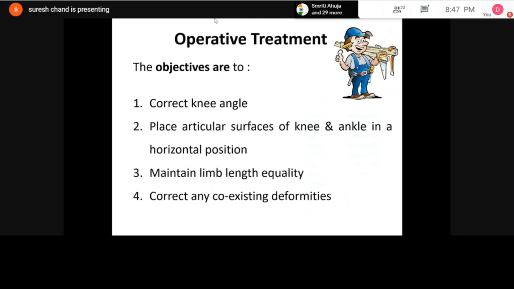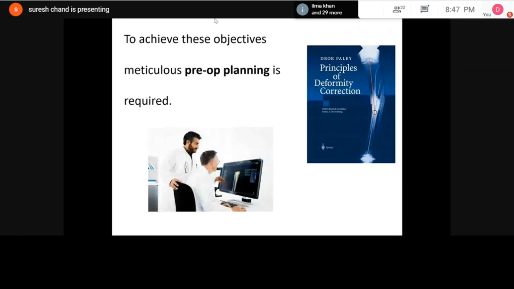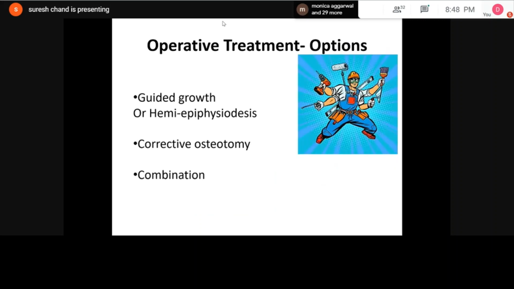Now comes the option of operative treatment. If needed, the objectives of operative treatment would be to correct the knee angle, place the articular surfaces of the knee and ankle in a horizontal position, maintain limb length equality, and correct any coexisting deformity. To achieve these, we have to do meticulous pre-op planning, and all the measurements and cuts have to be measured pre-operatively. We always follow the Bible of principles of deformity correction by Dr. Paley. Operative treatment options are guided growth or hemiepiphysiodesis, which is the latest form of treatment, or the classical corrective osteotomy, or a combination of both.